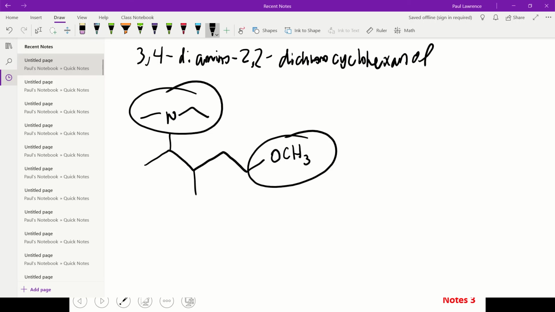But we have an amine. Okay, so now that's going to trump it. So our amine is our highest priority functional group. So that means we know our suffix has to be an amine. If you go to the table, you'll see that that is our suffix. Okay.